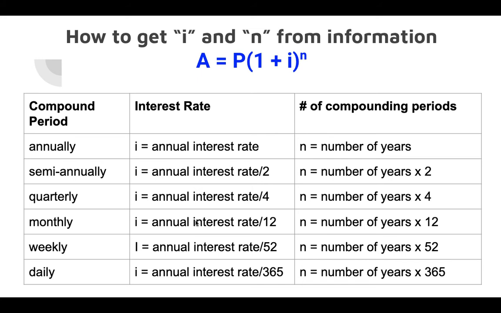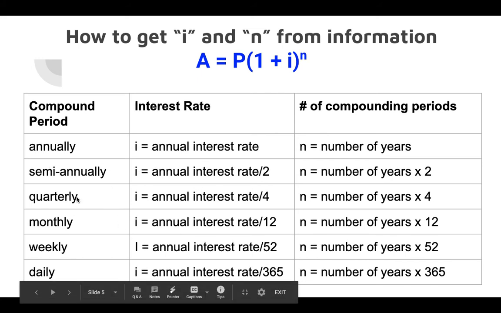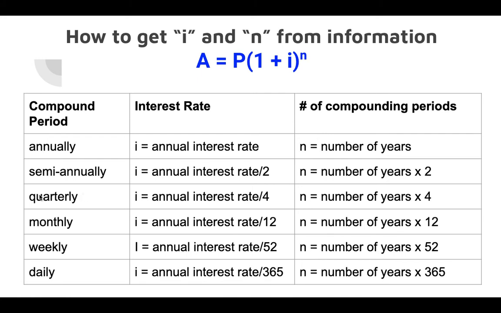It's going to be the same thing as we go through these other compounding period types, depending on how much this is compared to 1 year. So quarterly, you can imagine we have 4 compounding periods per year. So your N is going to be the number of years times 4, because there are 4 quarters in a year, and you're going to divide your annual interest rate by 4 to get the interest rate that you'll put into the equation.